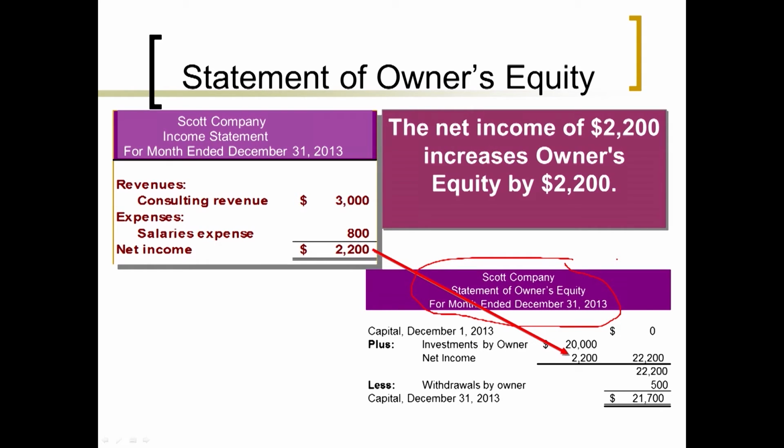As a matter of fact, when we do a statement of owner's equity for the month ended January 31st, 2014, the beginning balance will be what? 21,700. So please do not think the beginning balance of capital is always 0. It's only 0 here because this was a brand new company. Does that make sense?